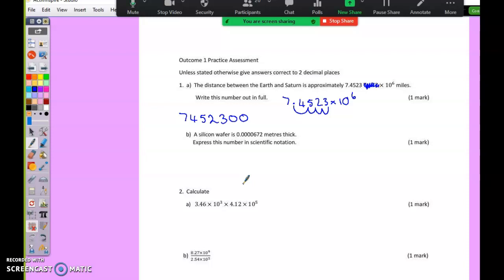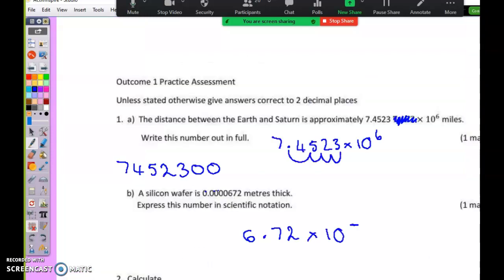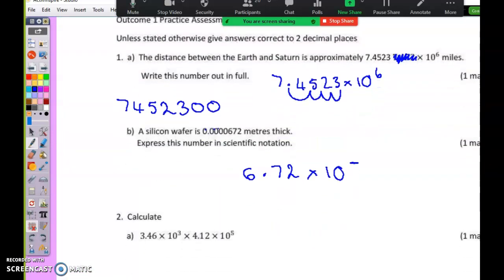Okay, the next one, part B, the other way around, we want to write it into scientific notation. So it's going to be 6.72 times 10 to the power of something negative because it's a small number. If I count the number of zeros, 1, 2, 3, I'm going to have to make this bigger. 1, 2, 3, 4, 5. So we get 6.72 times 10 to the power of negative 5.